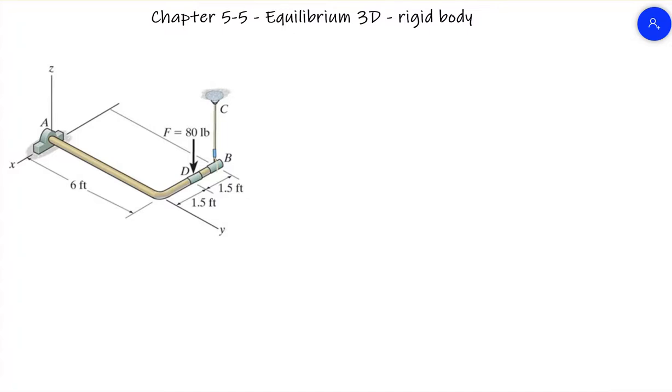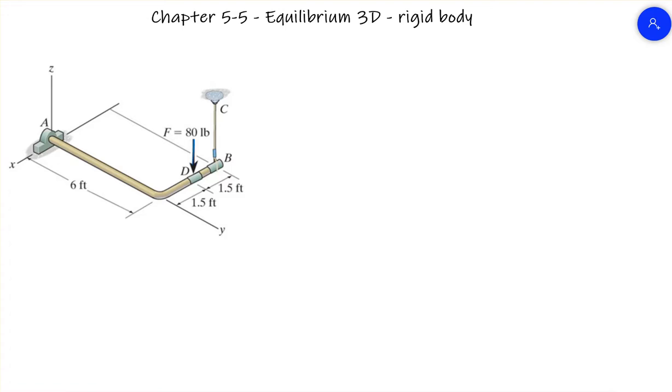Okay, this is chapter 5, section 5, equilibrium of a rigid body in 3 dimensions. And that's the second time that we are doing the same problems, but now we will use the vector method with a table. So first we need to go back on our free body diagrams and add forces.